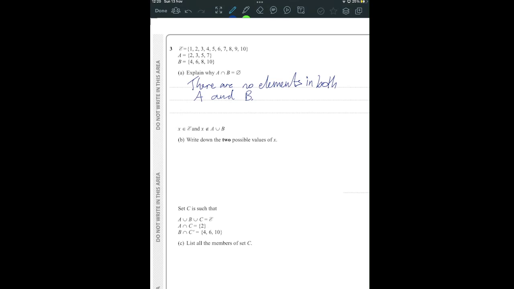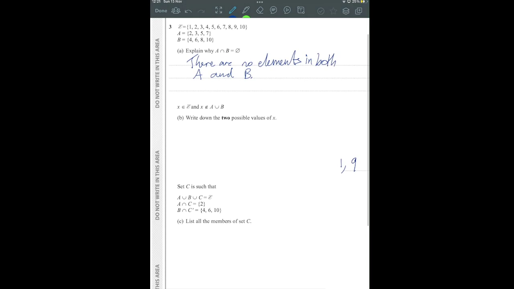We now are picking out an X in the universal set. Remember, universal set was 1 to 10, but X is not in the union. Well, that means X is not in A, and it's also not in B. So which numbers are not in A and not in B? Well, certainly 1 is not in either. And, well, 2, 3, 4, 5, 6, 7, 8 are all in one of them. 9 is the other one, which is in neither.